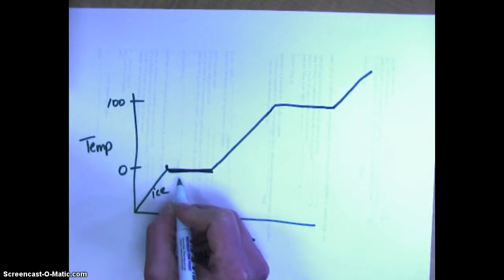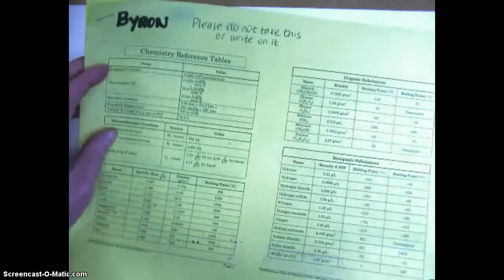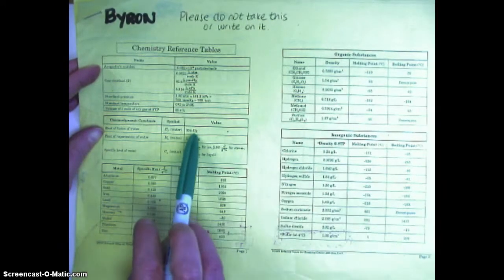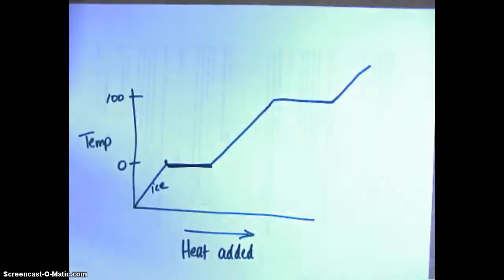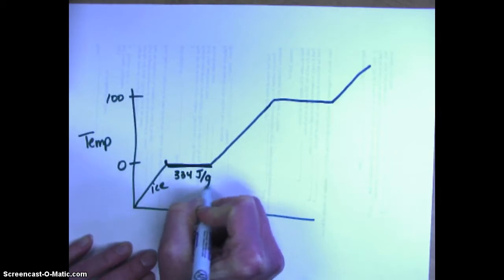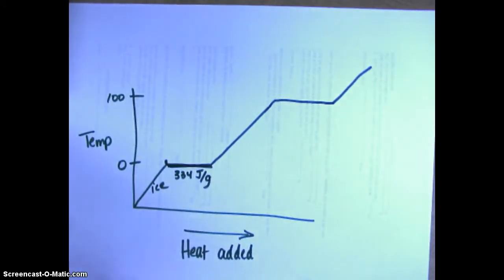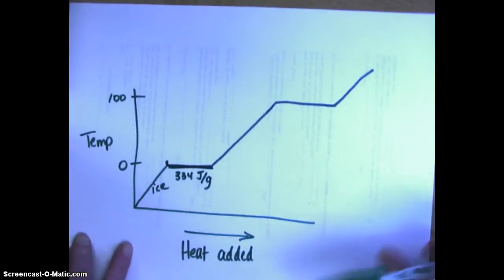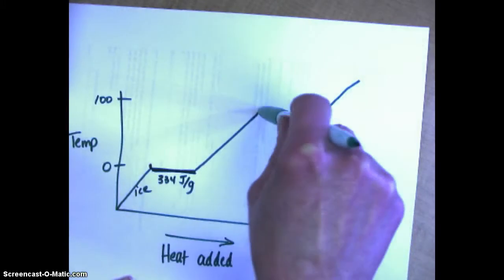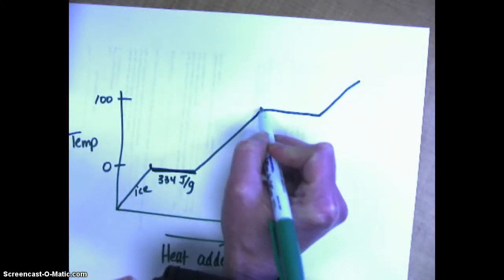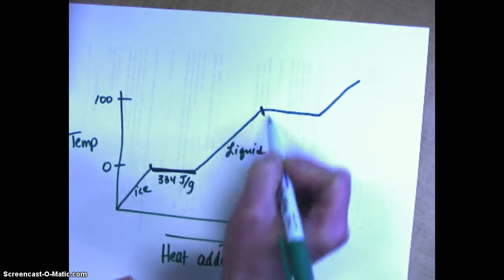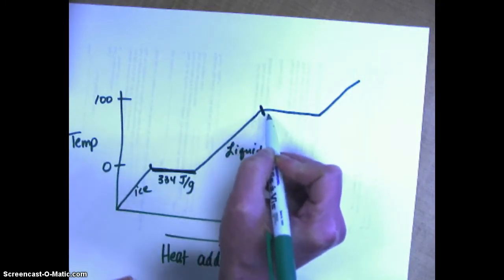And the energy that it takes is the heat of fusion to melt that ice. If you look on your reference table, the heat of fusion for water on the first page is 334 joules per gram. That means it takes 334 joules of energy for each gram of water to melt it. Once it's all melted, then that energy can go into heating the water, raising the temperature. At this point we have all liquid, and then part of the liquid turns into gas.